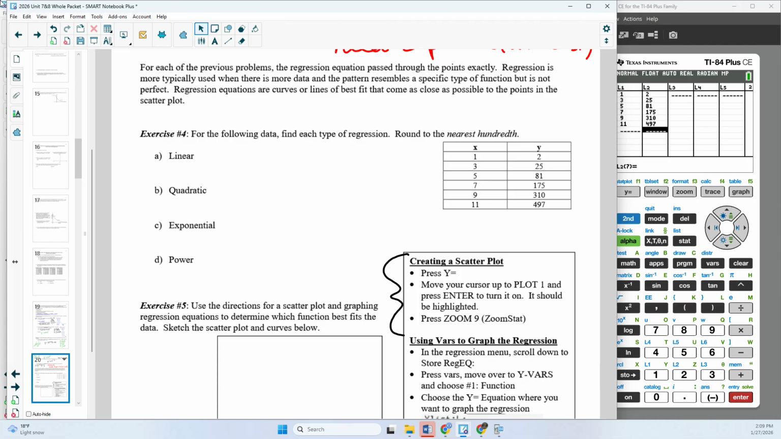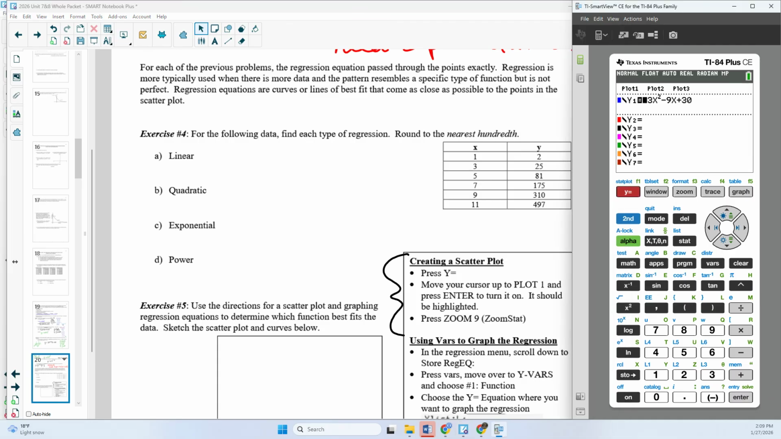So what I do to get my scatter plot on is I press y equals, I move my cursor up to plot 1. I'm also going to clear out that equation. So I move my cursor up to plot 1, press enter. When I see this dark, that means the scatter plot is on, and that's the default statistical plot. Then I press zoom, and number 9 is a statistic zoom, and it'll look at the numbers in my list and zoom into where they are.